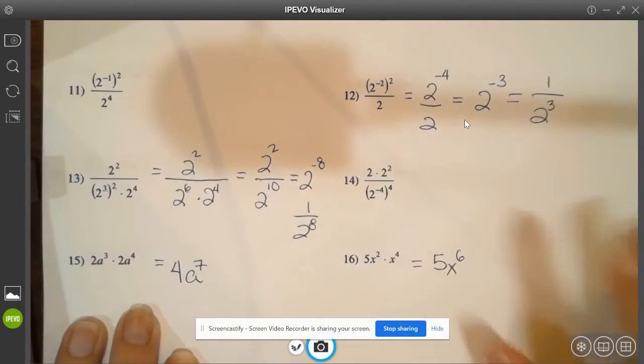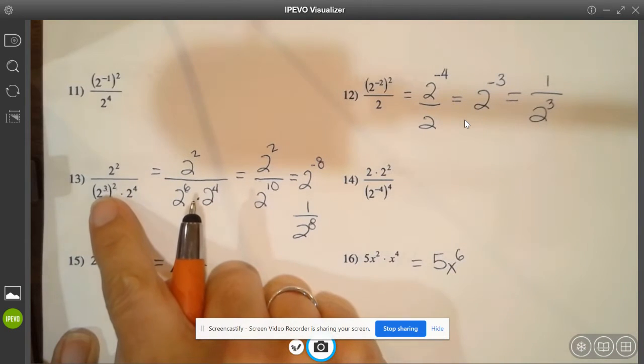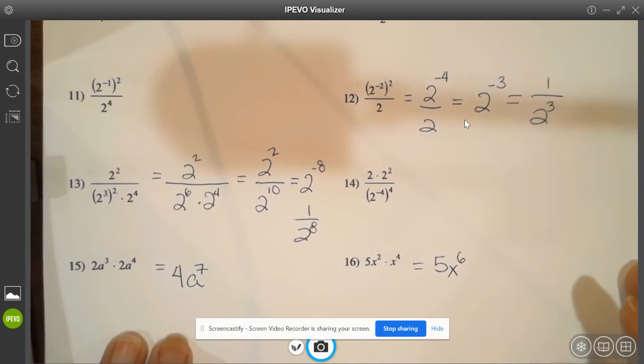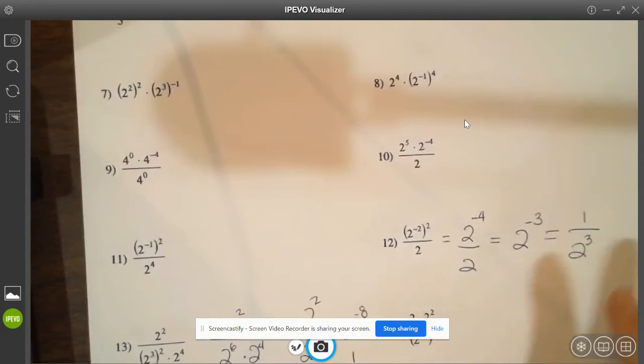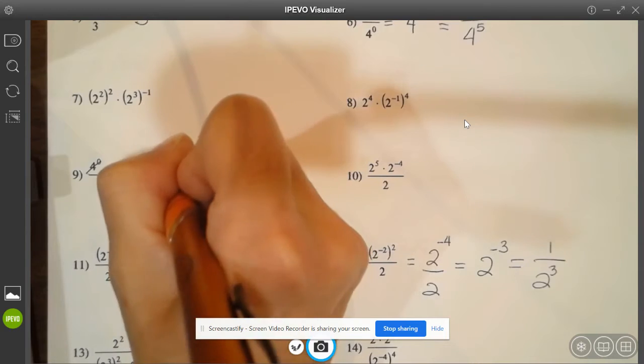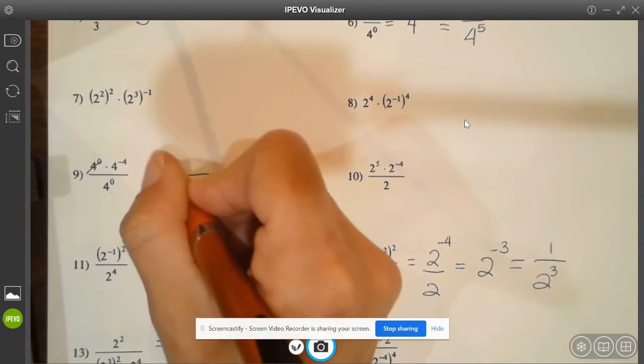So that's a combination of different ones where you have the product rule, you have the power rule, and then you have the quotient rule. So that's a good one right there. Anyways, that's pretty much it. With zeros here, this becomes 1, right? So that's 1. This becomes 1, right?